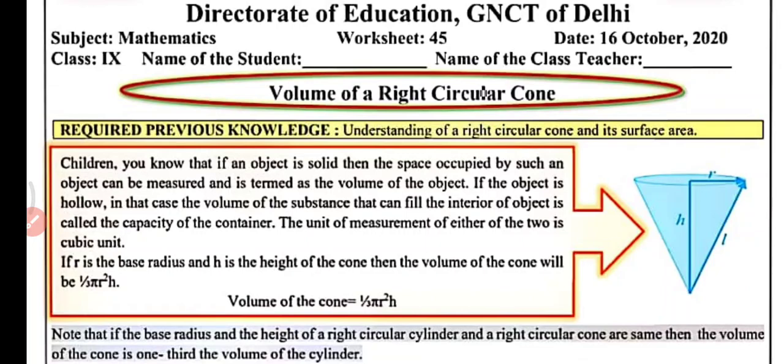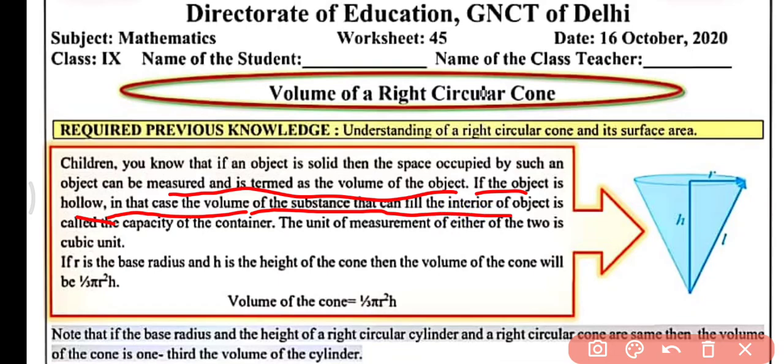So children, you know that if an object is solid, then the space occupied by such an object can be measured and it is termed as volume of object. So if the object is hollow, in that case volume of substance that can be filled in the interior of object is called as capacity of container.